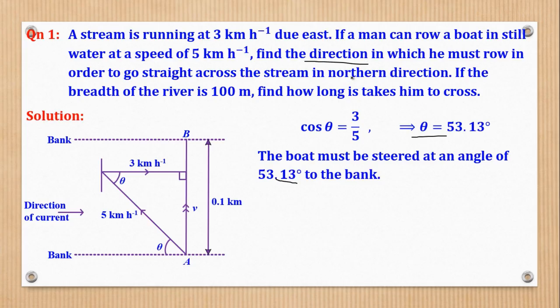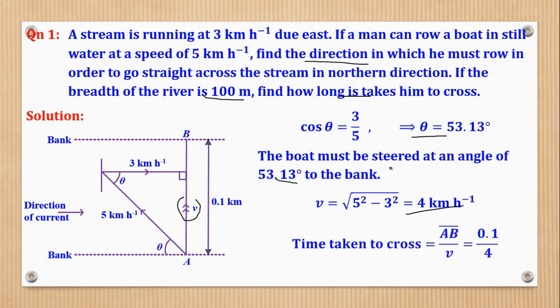That is the direction. Then here they said if the breadth is 100, find how long. They want the distance. So to get the distance, we must first get the speed. Therefore, by Pythagoras theorem, I can get the speed as that. Then I can remember that time is distance over speed. So distance is 0.1, and speed is v, which is 4. Therefore, the time will be 0.025 hours.